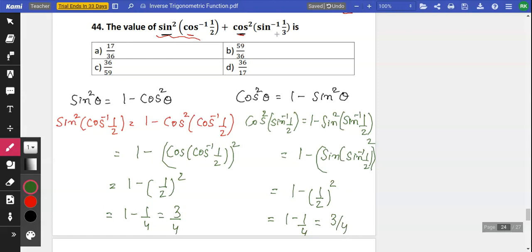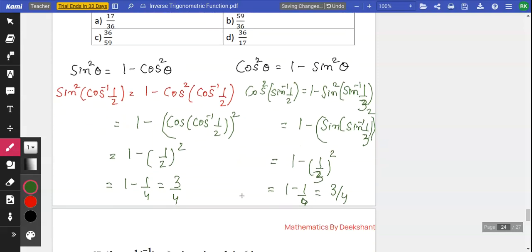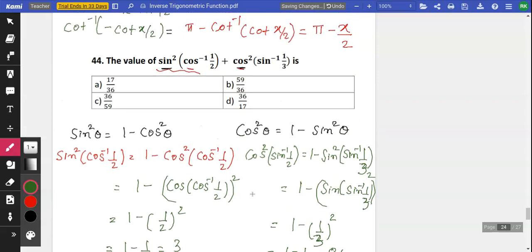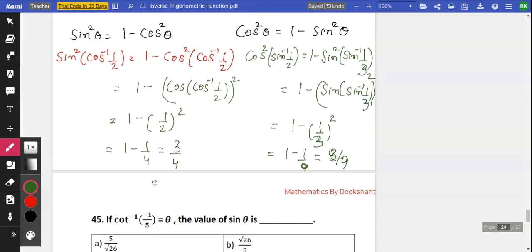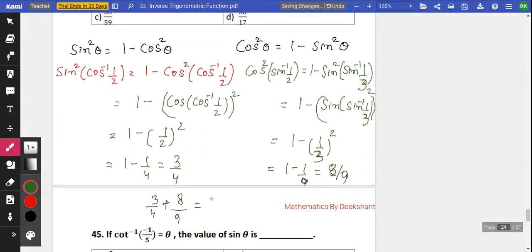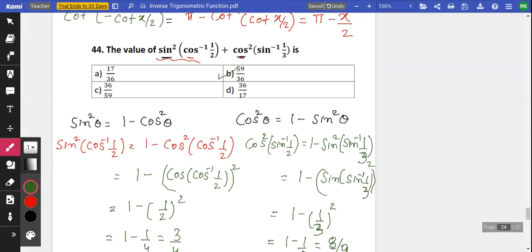Oh, sorry, here it is 1 by 3, by mistake I put 1 by 2. 1 by 3 square means 1 by 9. 1 minus 1 by 9 is 8 by 9. Now we add 3 by 4 and 8 by 9. Simply add 3 by 4 plus 8 by 9. It becomes 59 by 36. So the correct answer is option B.